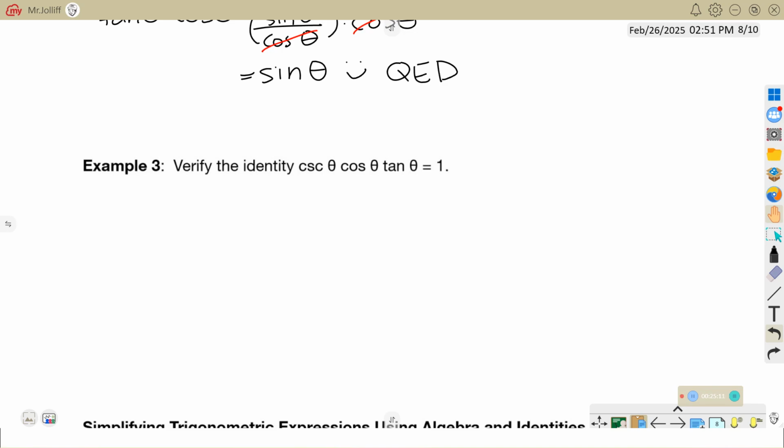Cross cancel everything that cancels. So everything that's the same, like this. And what are you left with? One.